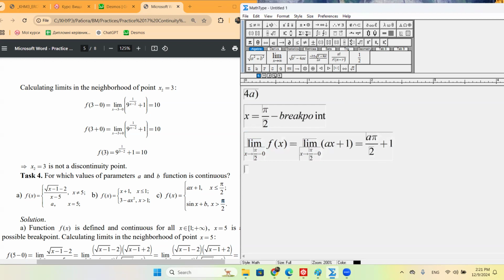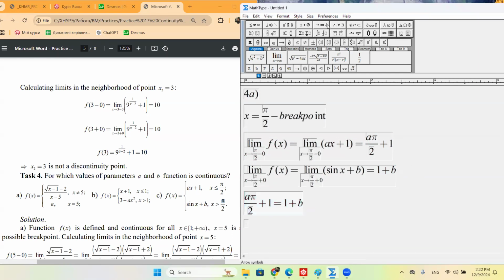Correct. And for the right, sine of x plus b. And it'll be 1 plus b. Yes, it equals 1 plus b. So we have one equation, but 2 variables. So what are we going to do in this case? Your suggestions?